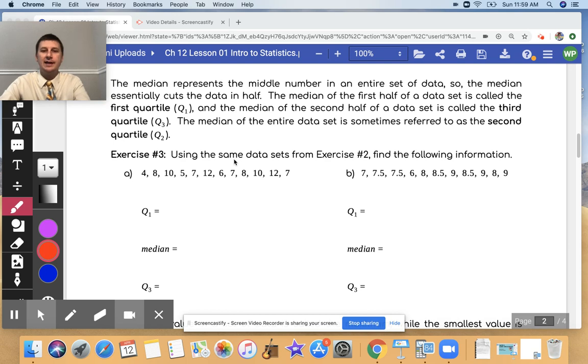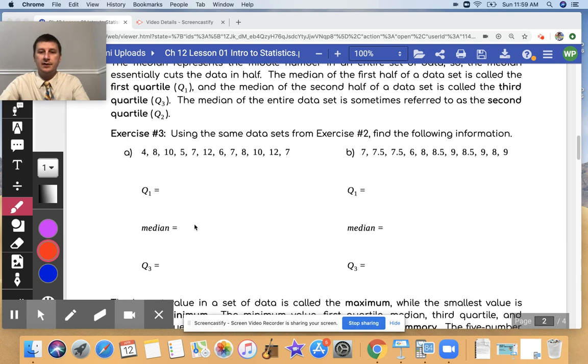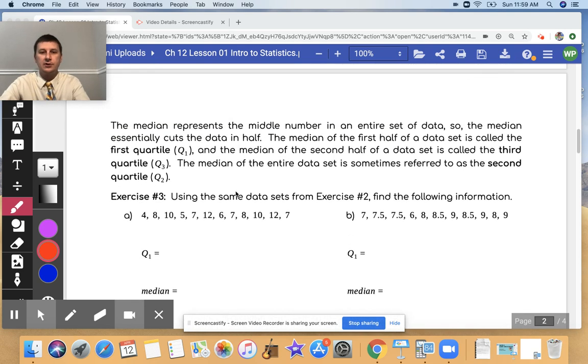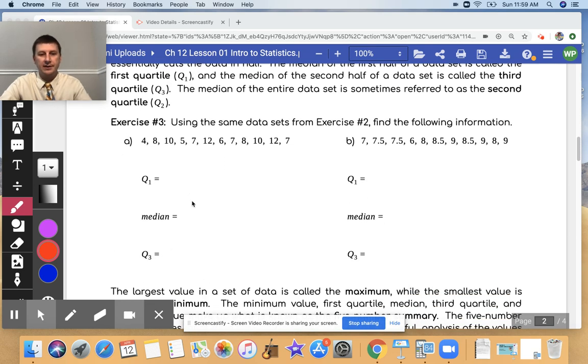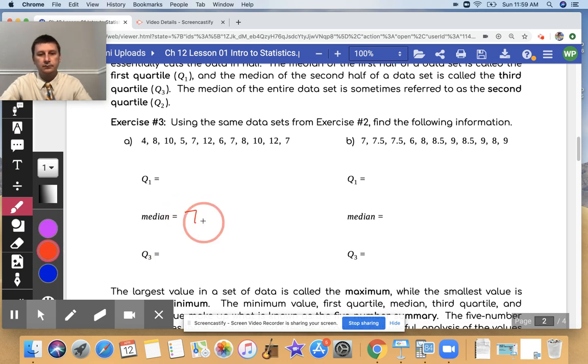So it says using the same data sets from exercise number 2, find the following information. You're going to find the first quartile, the median, and the third quartile. So these are the same sets of data from exercise number 2, so we already know the medians of these. We could just scroll on up and look, and we see that the median of the first data set is 7.5. And we know that the median of the second data set is 8.